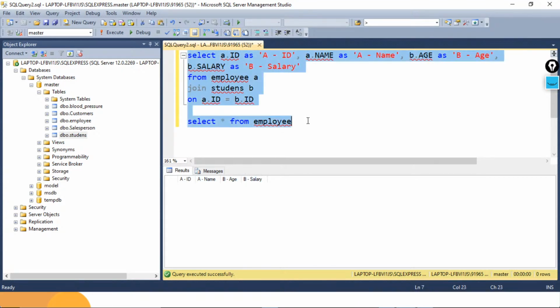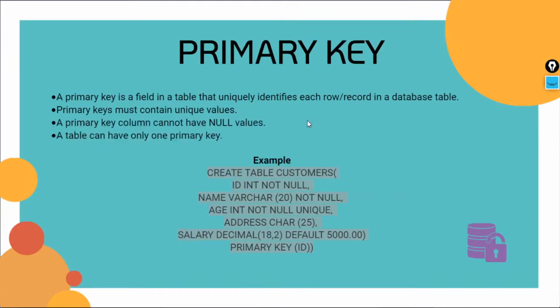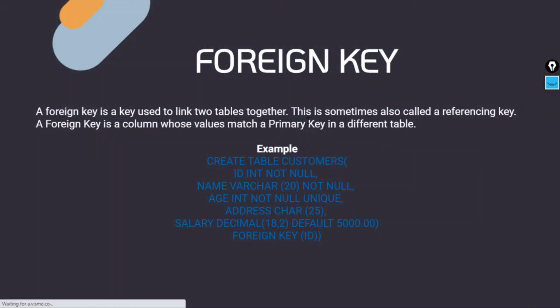This is what primary key does. I'm going to use the same example for foreign key once we come there. A foreign key is a key used to link two tables together. This is sometimes called the referencing key. Since we are going to use that column for connecting to the first table, it becomes a reference column.